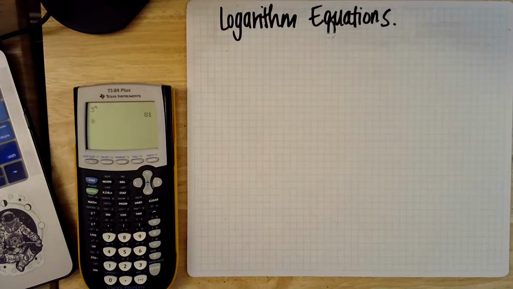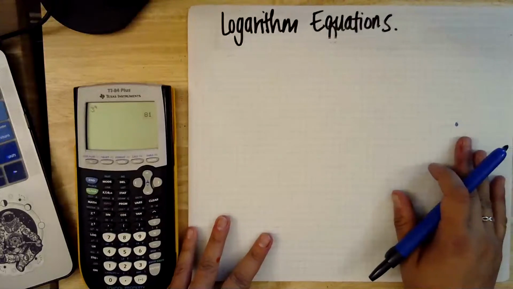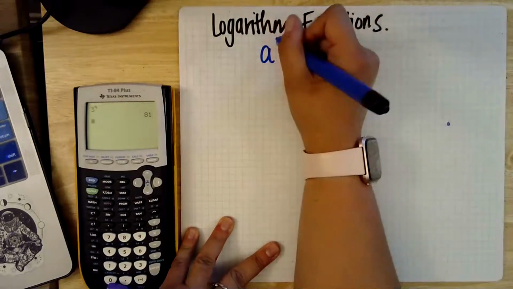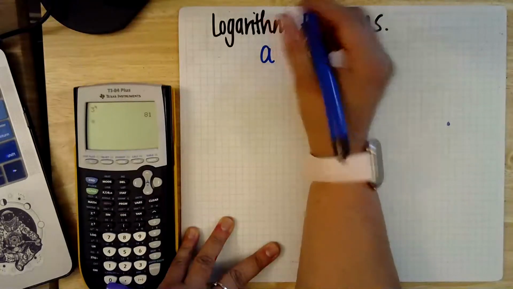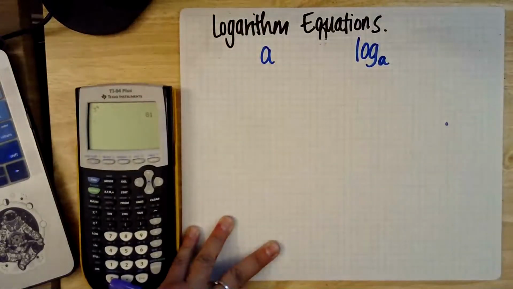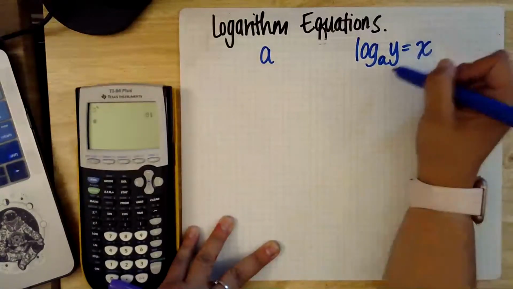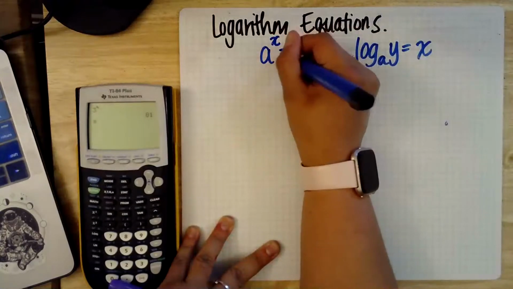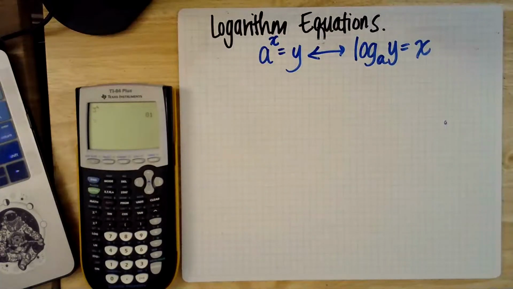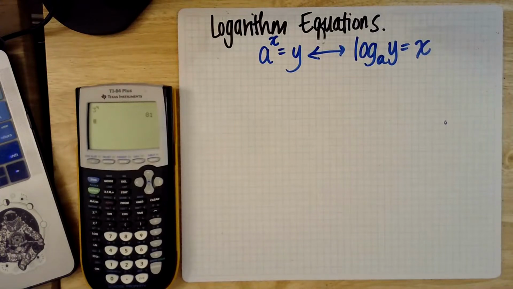So I'll write it down. We recognize that we have log base a of y equals x, because remember, a to the x is equal to y. So these two things are equivalent, right? That is the relationship between an exponential function and its inverse logarithm function. So I'm just going to leave that there.